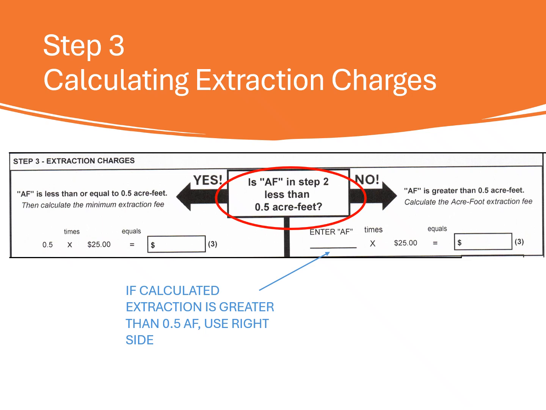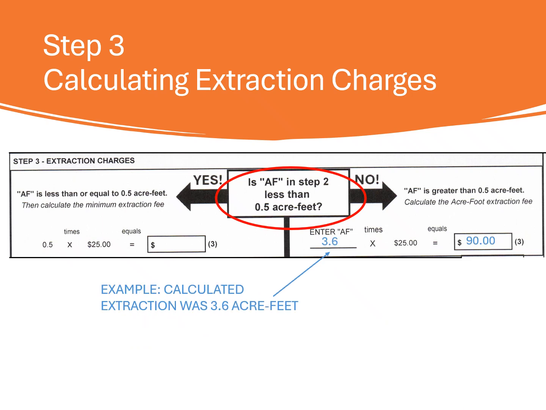If your calculated extraction is greater than 0.5 acre-feet, use the right side to enter your acre-feet extraction number and multiply it by 25. For example, if the usage calculates to 3.6 acre-feet, 3.6 times 25 equals $90.